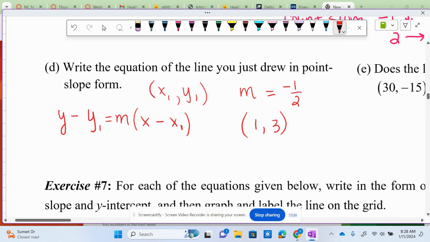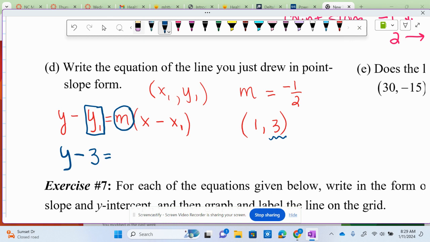So if the ordered pair was 1, 3, Caden, tell me the value of, I'm going to start writing my equation, y minus, what am I putting in for y sub 1? Three, good job. y minus 3 equals, Jansen, what am I putting in my equation for m? What is the value of my slope? Say again. Yeah, negative 1/2. I don't know why that picked up the eraser. Negative 1/2.